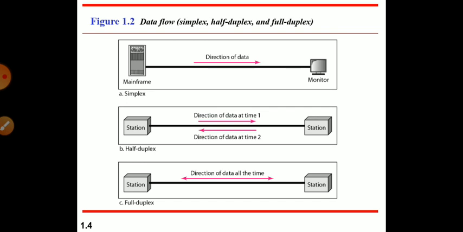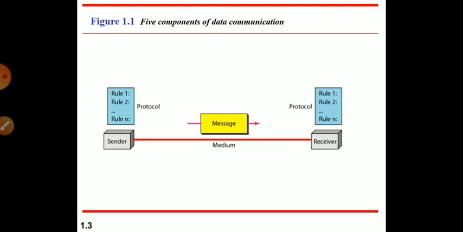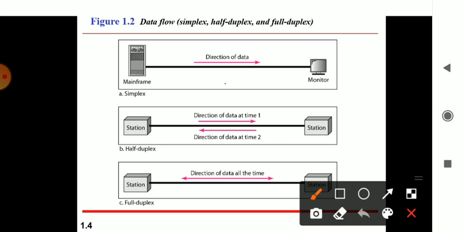The data flow may be considered in three formats: simplex, half duplex and full duplex. Simplex is nothing but one way: the information is transmitted from one system to another, but the receiver system cannot send information back. That is called the simplex mode.